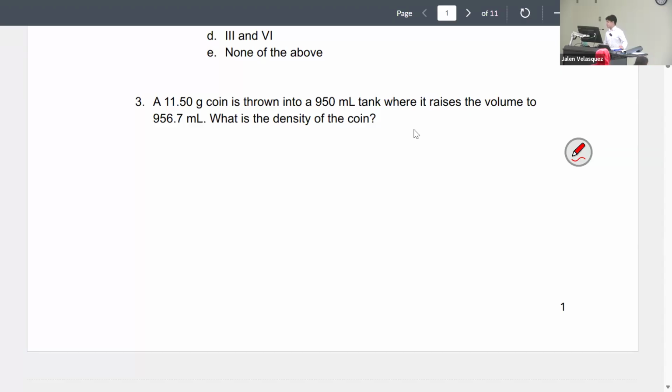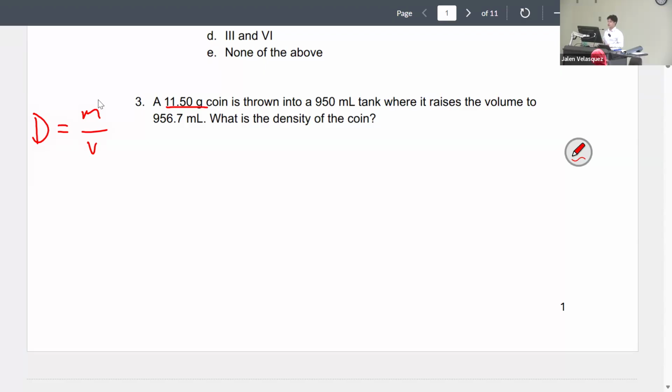Okay, so what are we solving for? We're solving for the density, right? So what is the equation to solve for density? Good. Density is the mass divided by volume, right? So mass, do I have that? Yes, right? I give it to you here. And do we have the volume of this coin here? No. So what can we do to get that?